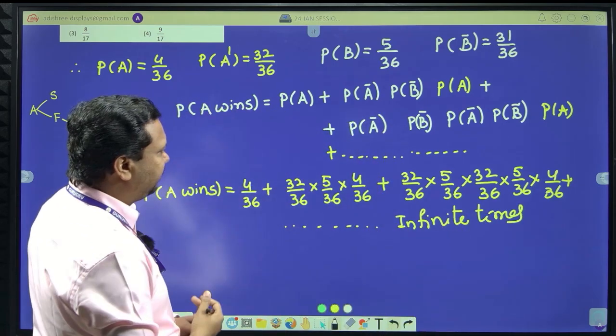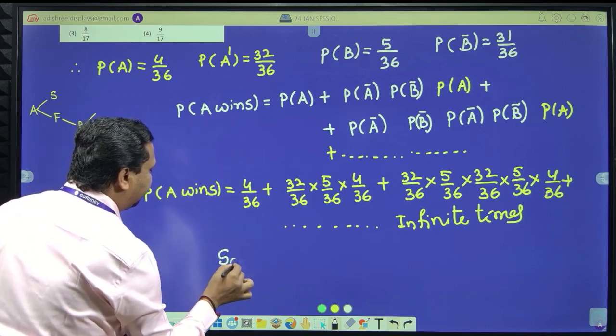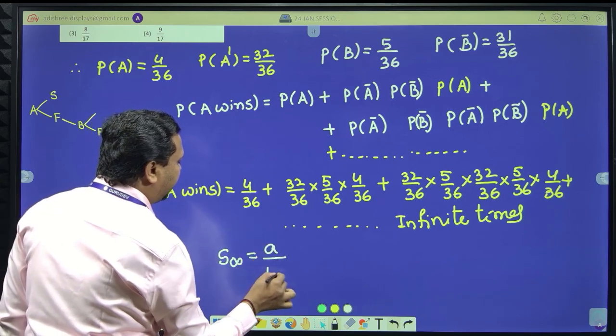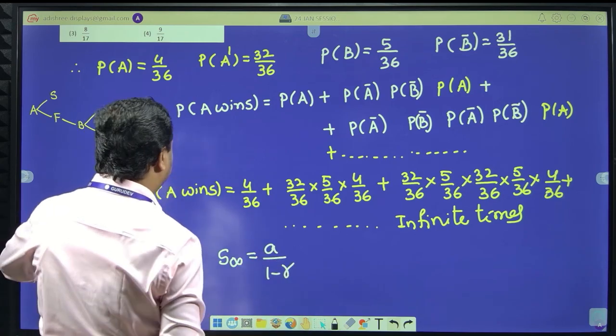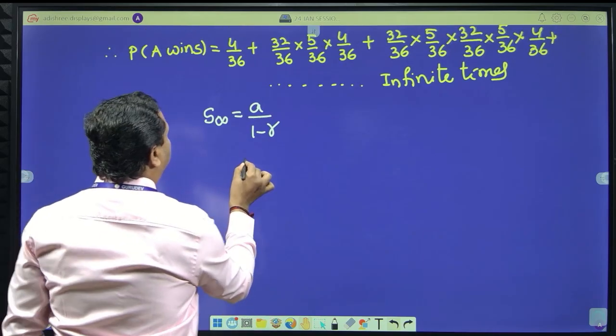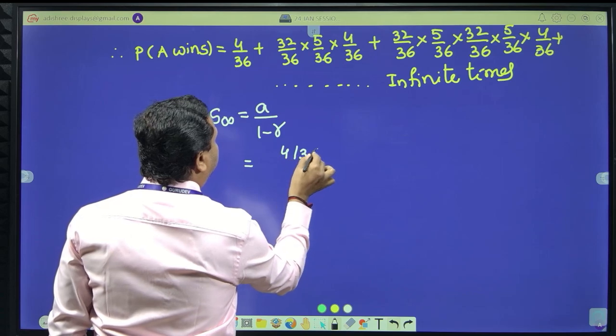So if you observe carefully, it is nothing but the S infinity formula of a geometric progression. What is the S infinity formula? A divided by 1 minus R, isn't it? So what is the value of A? Please observe. A is 4 divided by 36.